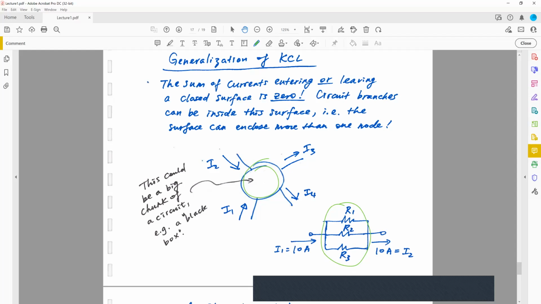the current that flows into R1, R2, and R3 will be different. But that's a different discussion. All I care about is the current that flows into this point has to come out. The current that flows into this big chunk of circuit has to come out, and those two currents have to be the same. And later on, we're going to see that depending on the ratio of R1, R2, and R3, different current is going to flow through R1, R2, and R3. That will be the discussion in the next part of the lecture.